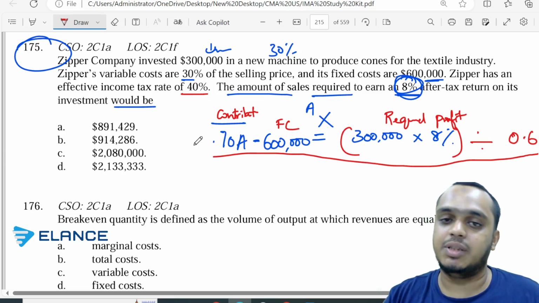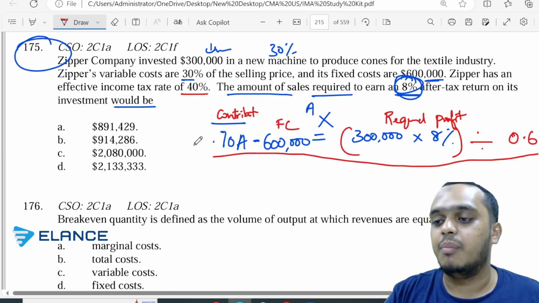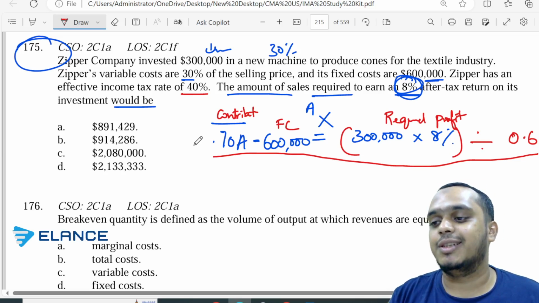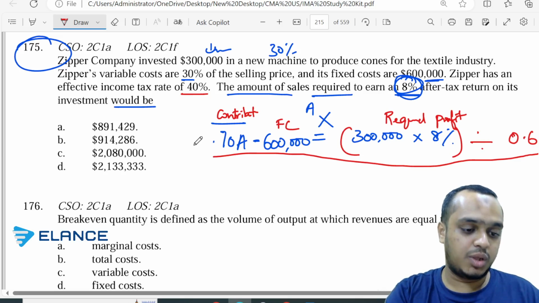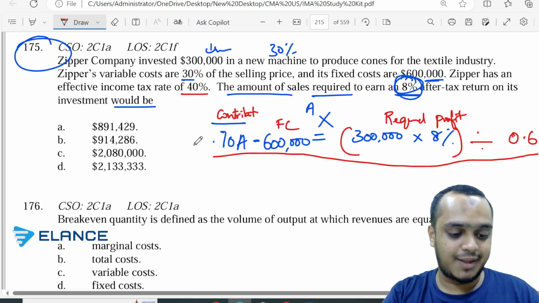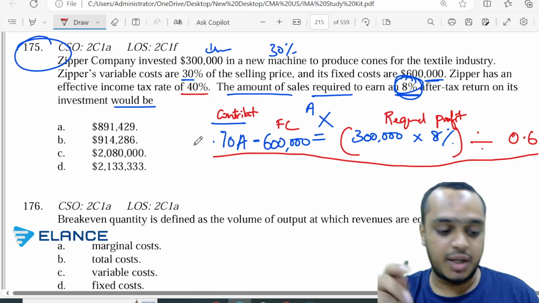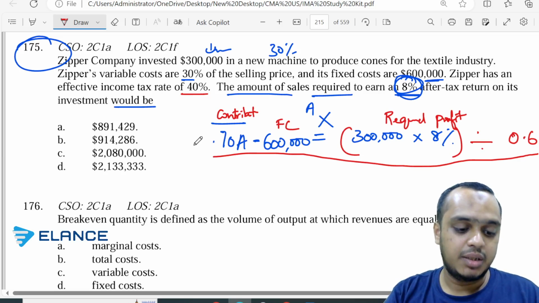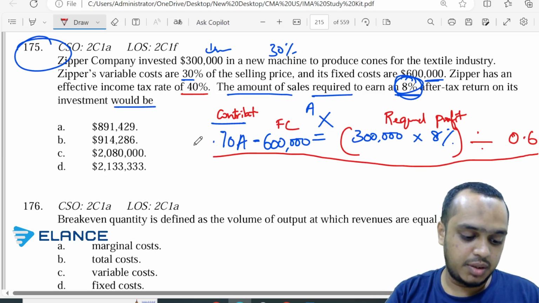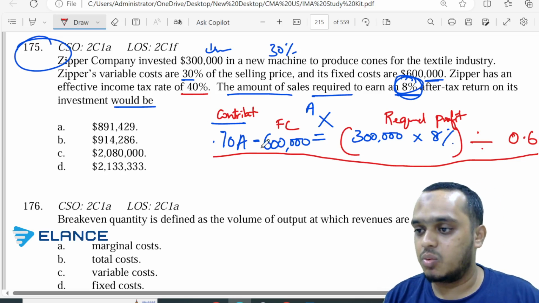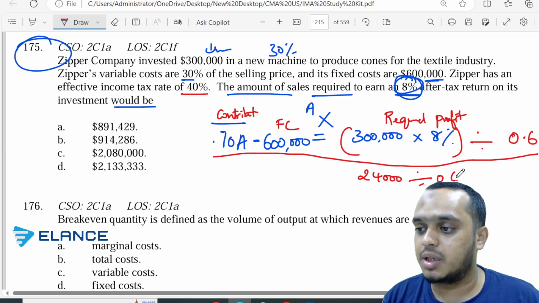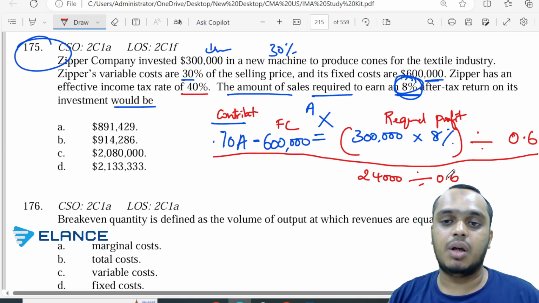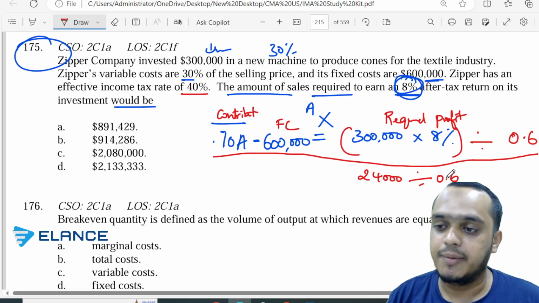0.7A minus 600,000 is equal to 300,000 into 8% divided by 0.6. So let me just do that first. I'm doing it on a calculator for you guys. I hope you all have a calculator. First I'll do 300,000 into 0.08, which equals 24,000, and then divided by 0.6.